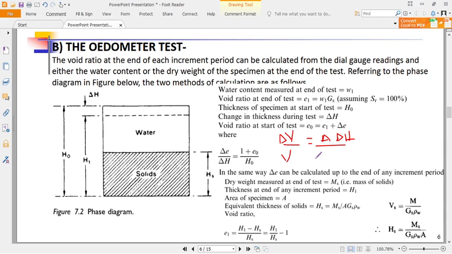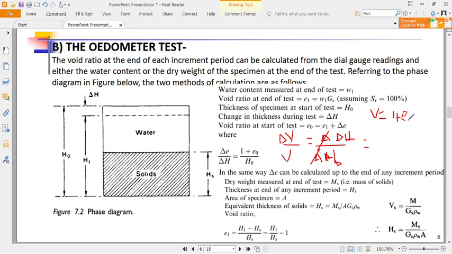Now for this, A will cancel out, so we shall remain with this. Now for this one, remember our volume is equal to 1 plus e. That is the initial volume, 1 plus e naught, our initial total volume of the sample.